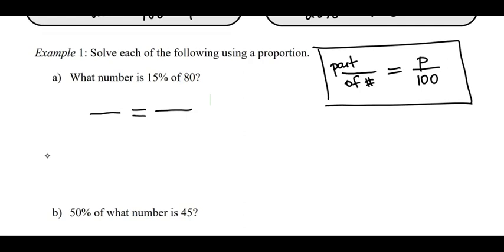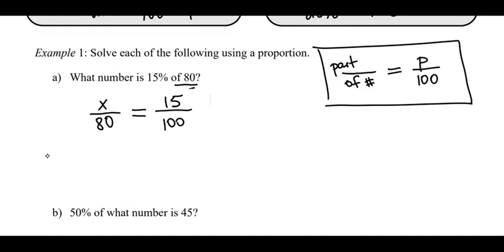One thing for sure, we're always going to have 100 in the denominator on the right side, because this is your 100%. Let's read our problem. What number is 15% of 80? The 15% goes with the percent, so 15 over 100. "Of" goes on the bottom, so 80. In the proportion, you always have three numbers and the unknown. So x represents 15% of the number 80.